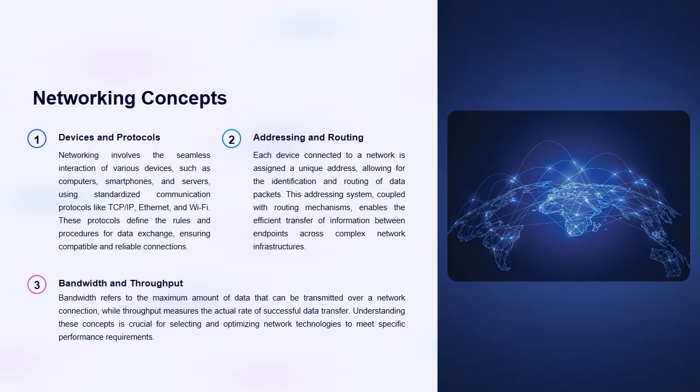So there are a few networking concepts. Number one, devices and protocols. Number two, addressing and routing. And number three, bandwidth and throughput. Now what is it? Let's try to understand this. Networking, what are devices and protocols?